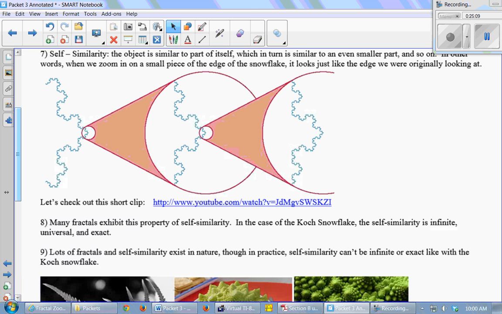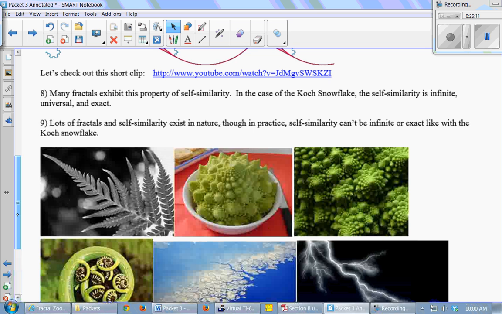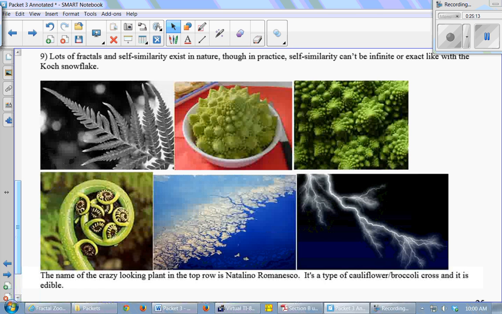Right? Now, lots of fractals and self-similarity exist in nature, but in practice, self-similarity can't be infinite or exact, like it is with a theoretical thing like the Koch snowflake. Yeah, question?